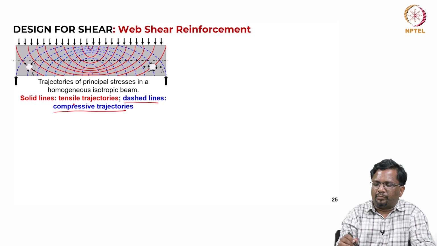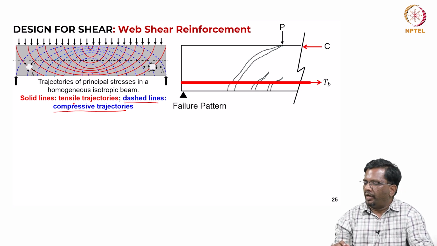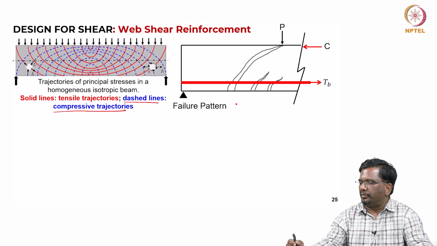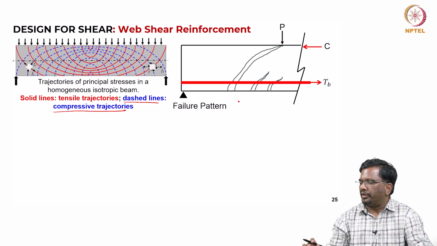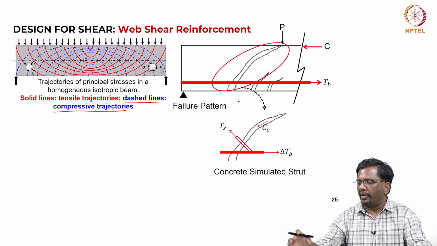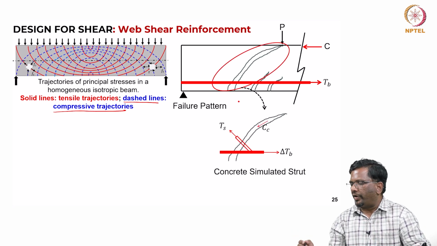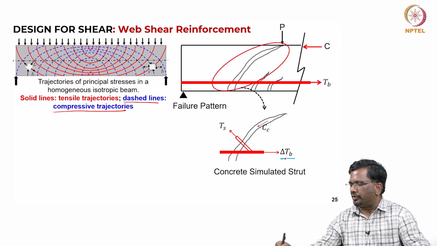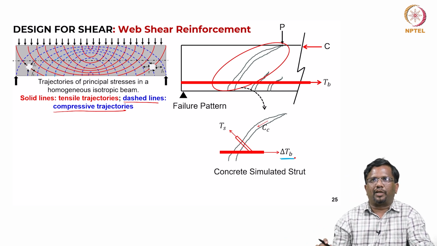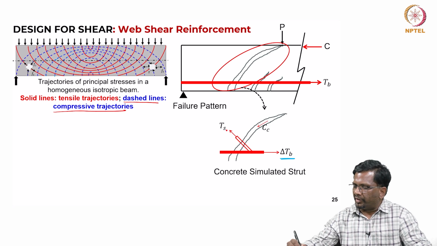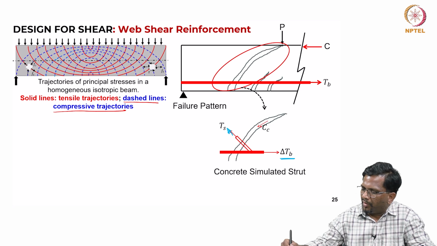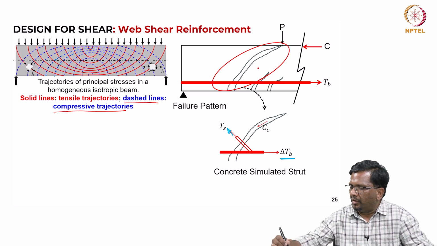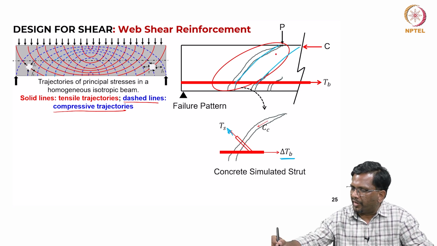Solid lines tell you the tension trajectories, and typically the failure pattern, if you look at the cross section of a beam subjected to a point load like this, you get this kind of force distribution. If I look closely at this crack, let us say I have some steel which is subjected to some additional tension at the crack location. In addition to that, a stirrup will also be subjected to tension because it is bridging the crack. In addition, there is a strut that is forming between these cracks, so the concrete strut will be formed.